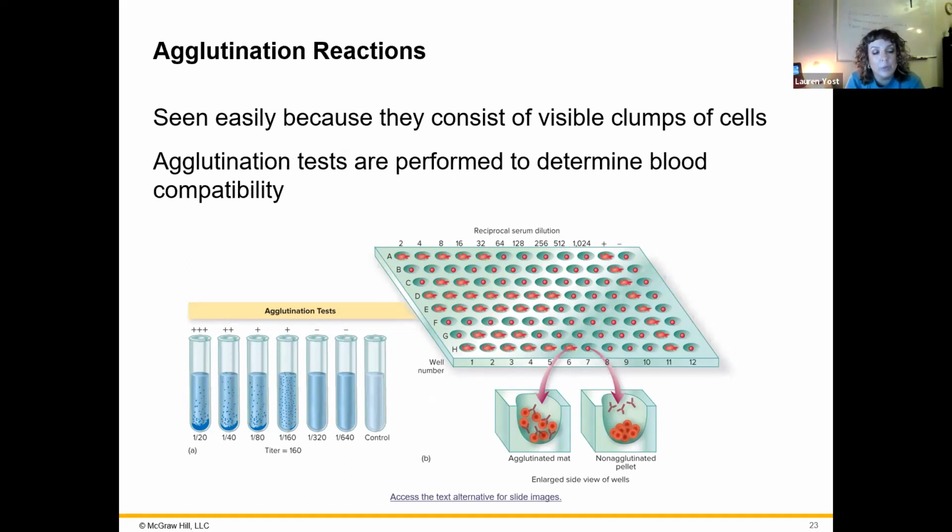Okay, agglutination reactions. We get the visible clumps of cells. We use this for blood compatibility. This is just showing a picture of how that might work. If you have agglutination, we have sticking together of these cells, and you would be able to see that in your result well, compared to the normal pellet that would form whenever your cells aren't clumped together and associated with antibody reactions.